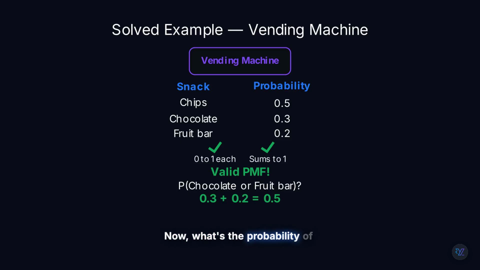Now, what's the probability of getting either chocolate or a fruit bar? We just add their probabilities. 0.3 plus 0.2 gives 0.5. So there's a 50% chance of getting one of those two. With a PMF, you find probabilities by adding up the masses attached to the outcomes you care about.